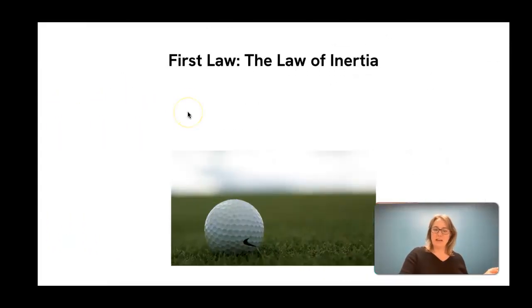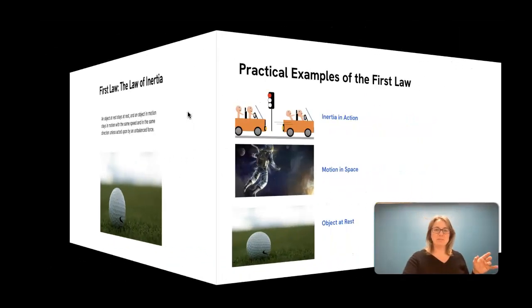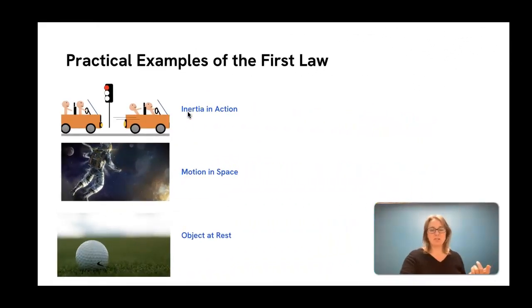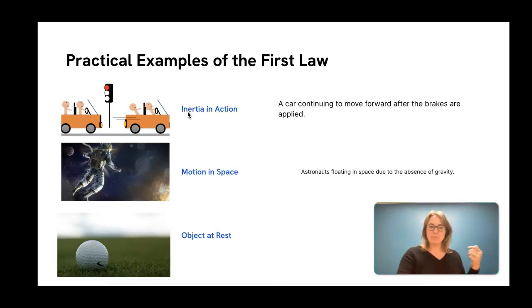So the first law, the law of inertia, again, is just that an object is going to stay at rest or in motion. It'll be at the same speed in motion unless there's an unbalanced force that acts upon it. And we'll give you some examples of this. So inertia would really be looking at a car, like if somebody hits the brakes, but the objects in the car continue to move forward, even though the vehicle was stopped. That's the law of inertia.